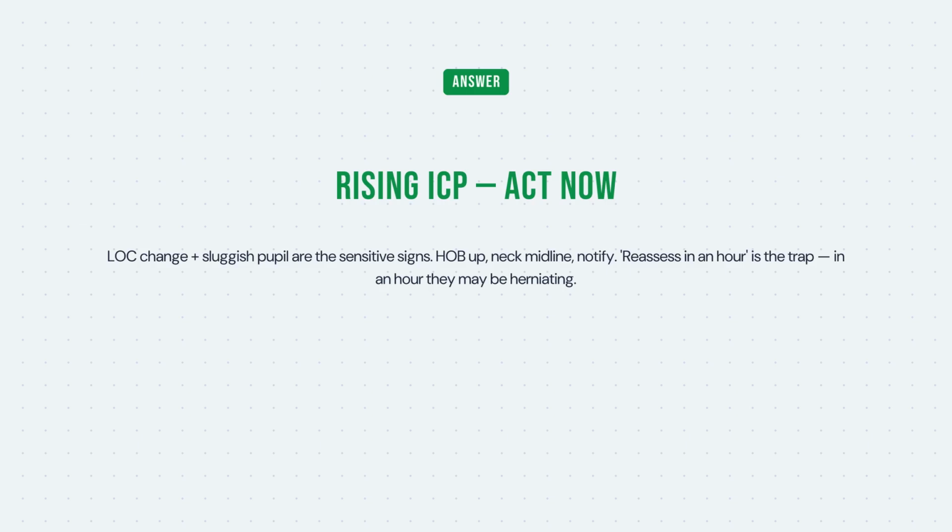This is rising intracranial pressure, early, and you act now. The changing level of consciousness and the sluggish pupil are the sensitive signs. Do not wait for Cushing's triad or a fixed pupil. Those come after compensation has failed. Raise the head of the bed, ensure the neck is midline, and notify the provider immediately. The strongest wrong answer is to reassess in an hour. In an hour, this patient may be herniating.